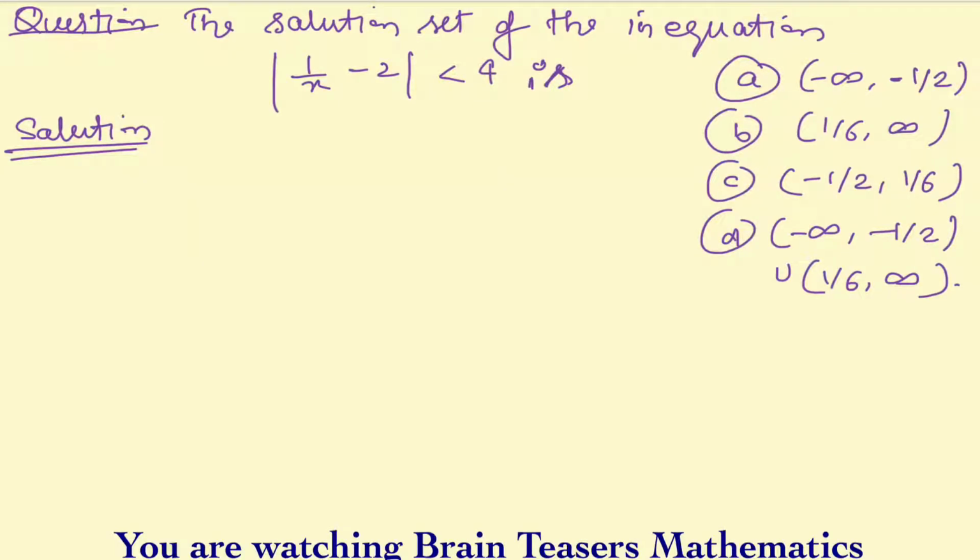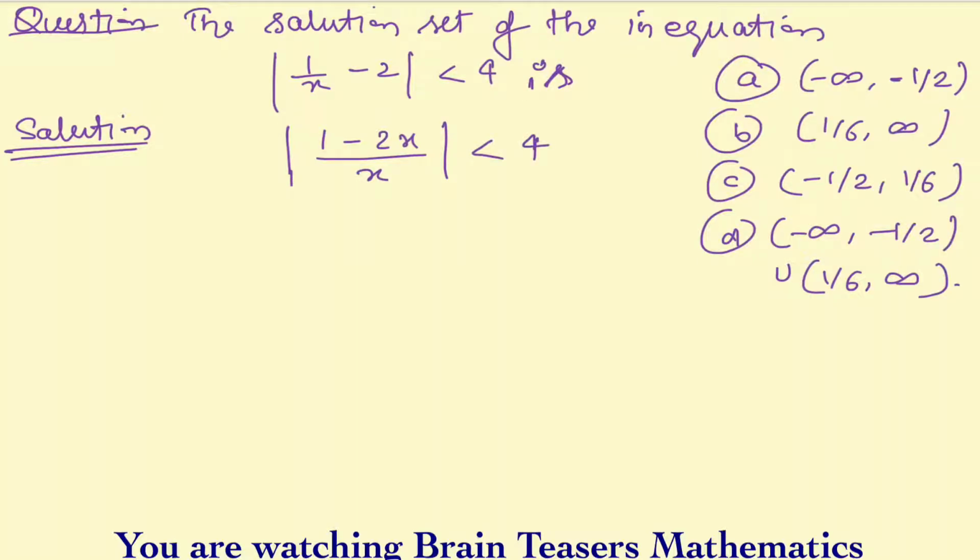So now in this question, they are asking for the solution set of the inequation. The inequation is given in this form: mod of (1/x) - 2 less than 4. There are 4 options given and we need to solve this question. So let's proceed. We need to take the LCM, that is nothing but mod of (1 minus 2x) by x less than 4.